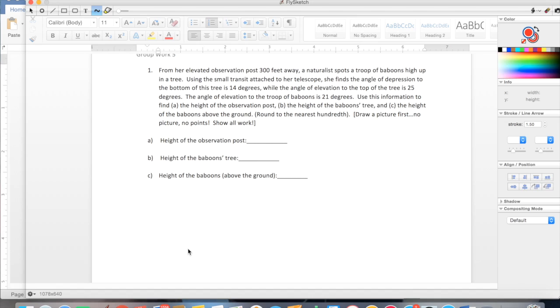Okay, from her elevated observation post 300 feet away, a naturalist spots a troop of baboons high up in a tree. So, we have a tree, and we have a naturalist. So we have somebody that is about 300 feet away from this tree. We'll say that they're on a post over here, and that's 300 feet away.